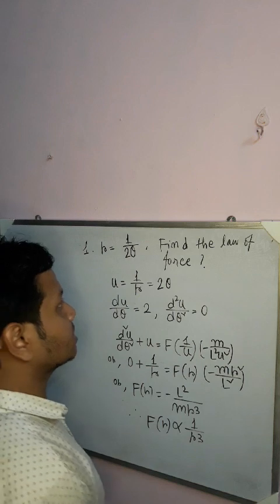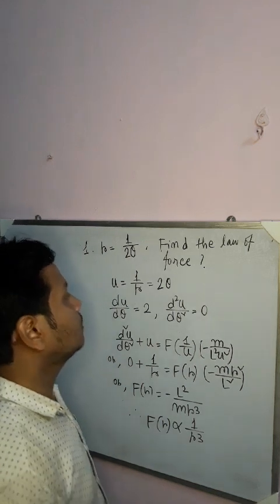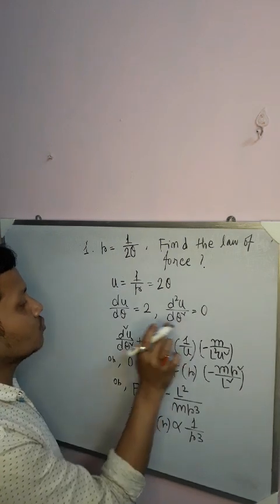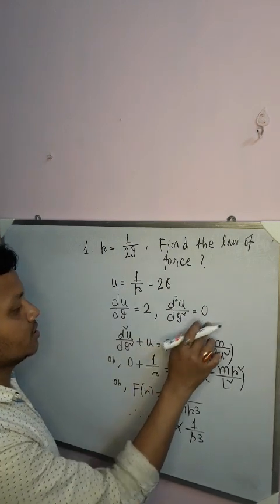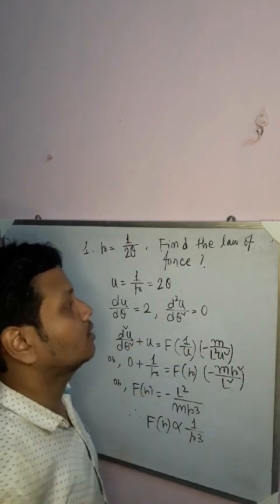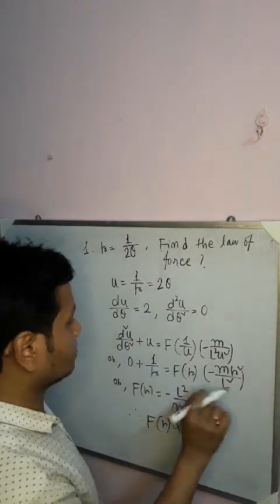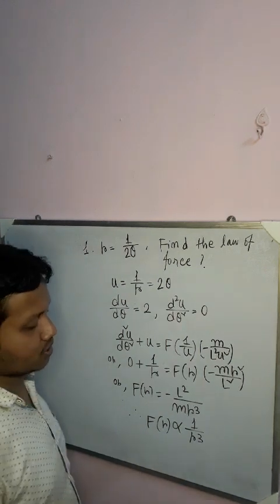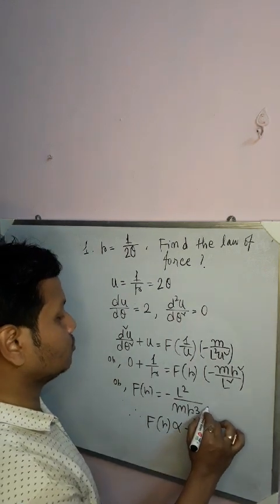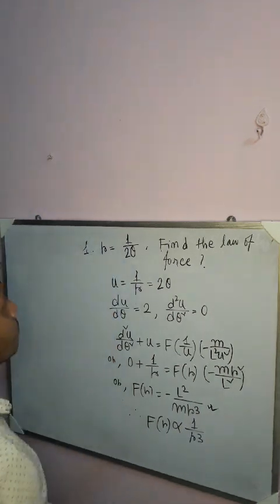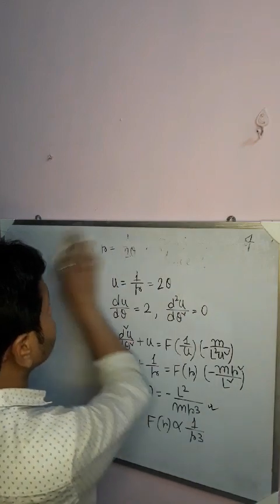Okay, so this is a simple numerical. Given that r equals 1 upon 2 theta, we write u, find du d theta and d2u d theta 2, and substitute these values in the law of force equation, or you can say in the differential equation. So we have found that f of r is proportional to 1 upon r cube, or if you do it up to this, it is also fine, no problem. Okay, so this is the first numerical.